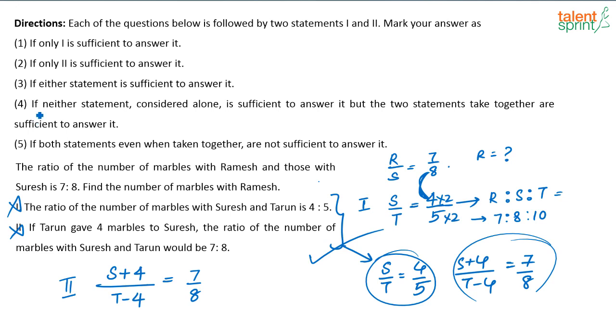So what is your answer here? If neither statement considered alone is sufficient to answer it, but the two statements taken together are sufficient to answer it, what will be your answer? Your answer will be option 4. Yes, the fourth one is the correct answer.